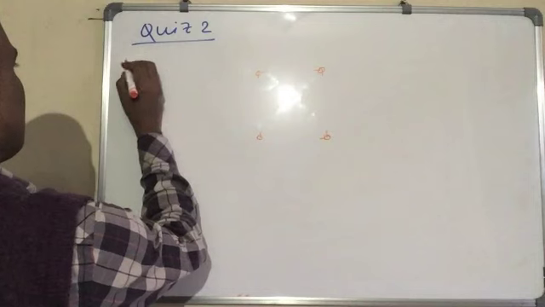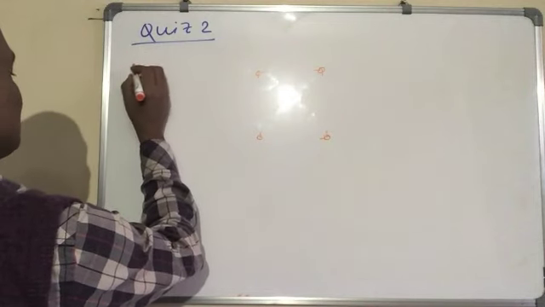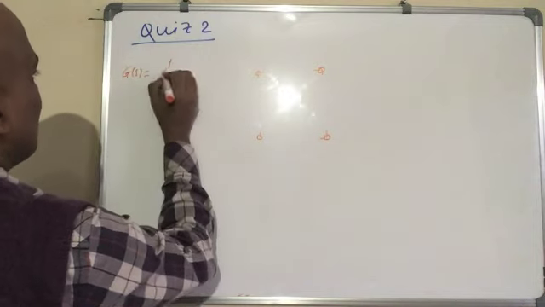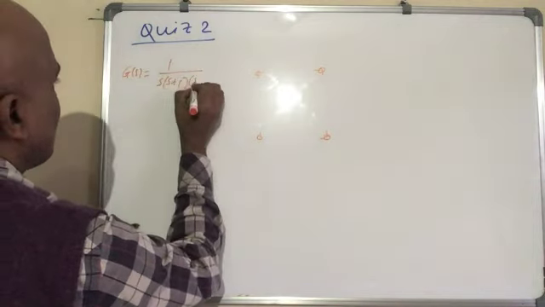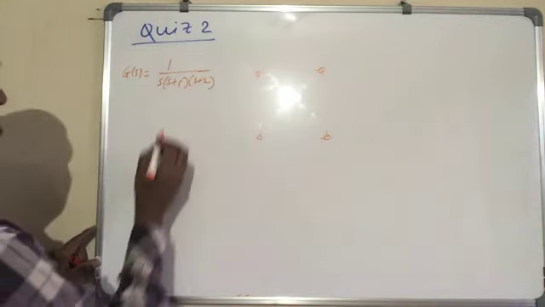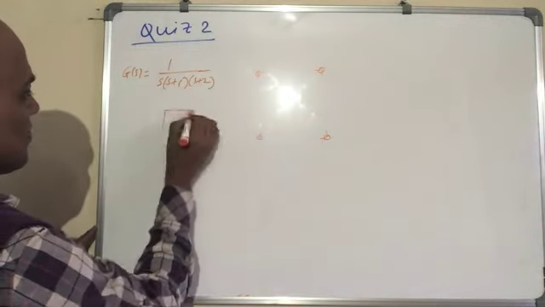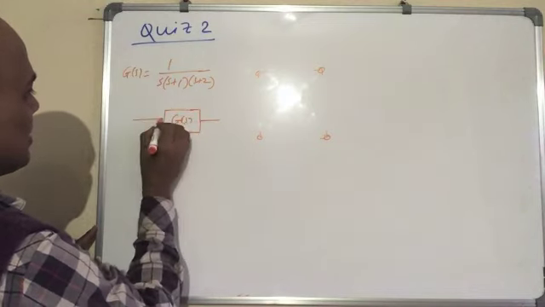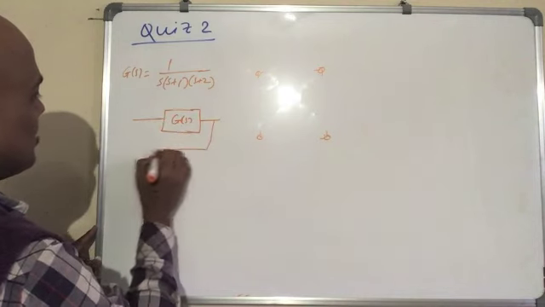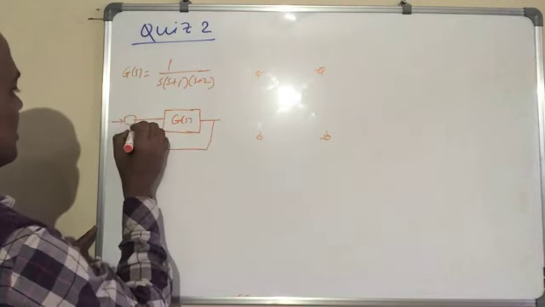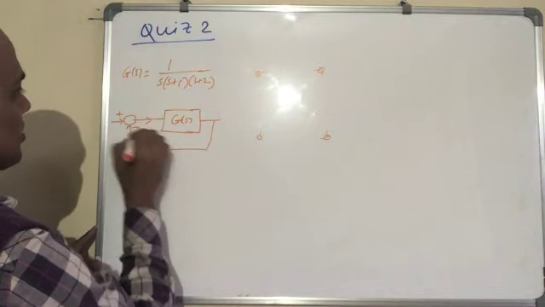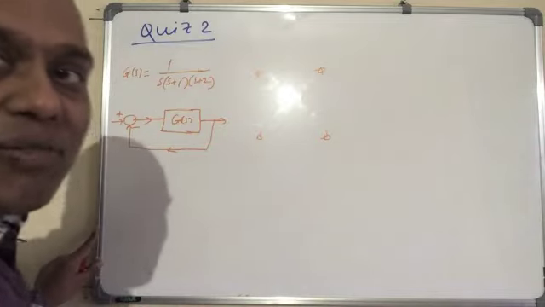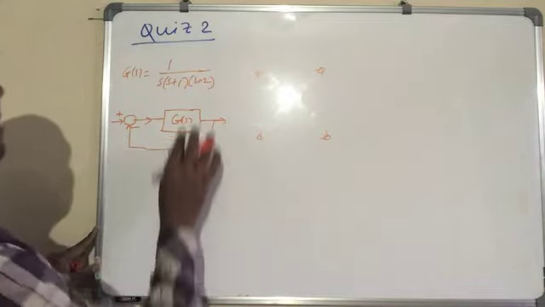Next question: the transfer function is given, G(s) is equal to 1 over (s plus 1)(s plus 2), and this is a unit step function, feedback loop. So G(s) is given like this, and you have unit negative feedback, and we have to find out whether this is stable or not. Okay, so how to find out?